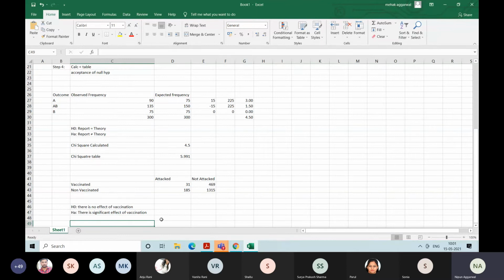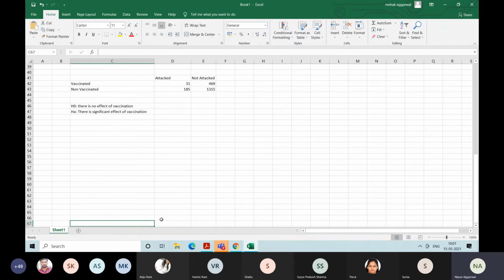So for the calculated value of the chi-square, you have to find the observed values and the expected values. The observed values are given to you: these are the actual observed values, 31, 469, 185, 113, 15. Now we have 4 categories of the patients.